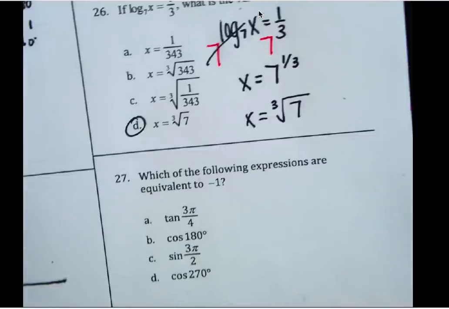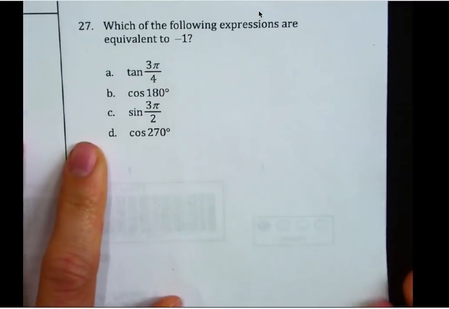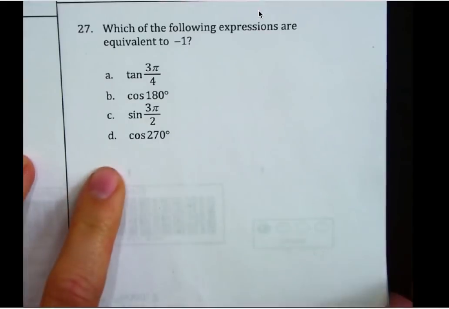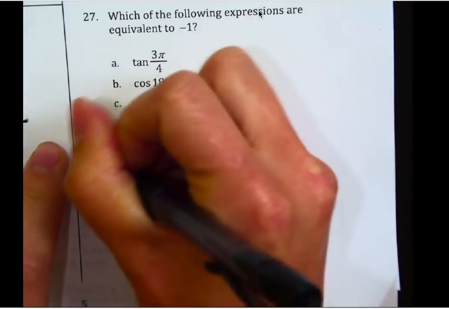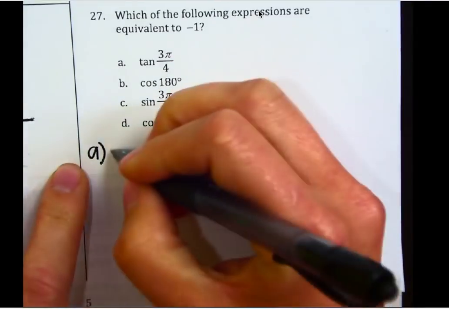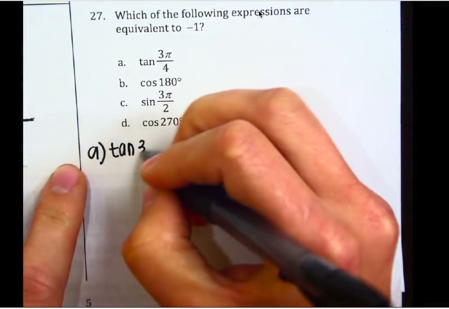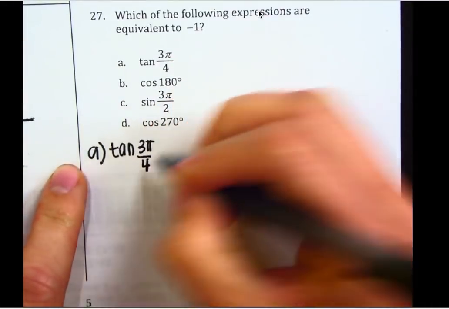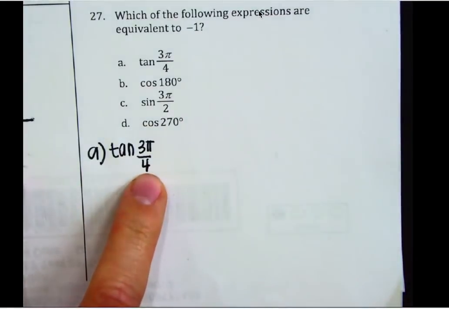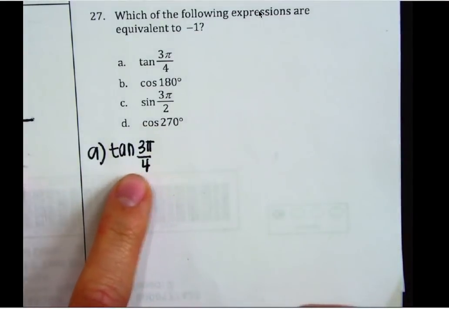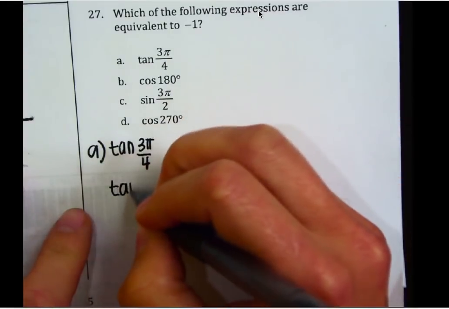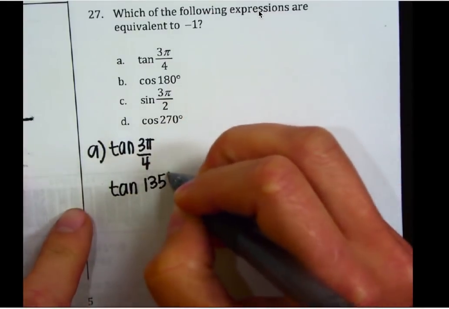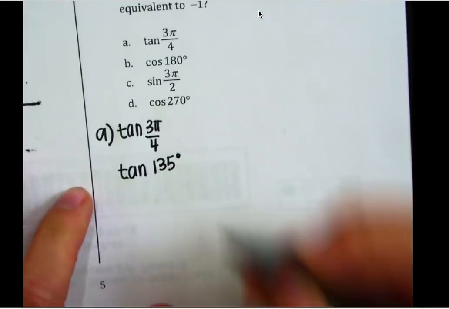Which expressions are equivalent to -1? So I'm going to go ahead and work out each one of these separately. I will start with A, maybe down here. I'm going to find tangent of 3 pi over 4. I'm going to convert 3 pi over 4 into degrees, and I get 135 degrees, so I'm finding tangent of 135 degrees.